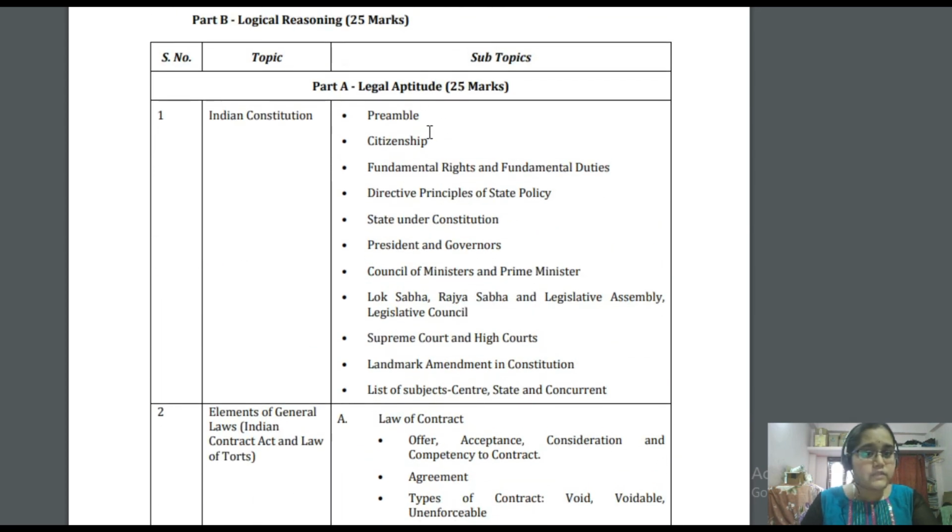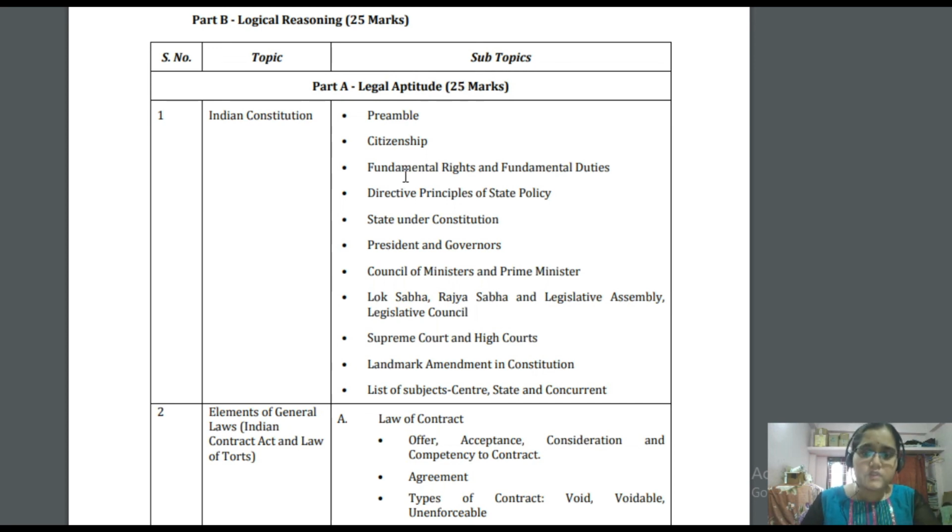It has part A, legal aptitude. It has Indian constitution. Even this Indian constitution, all these things you can find from paper number 1 of the executive syllabus. So just go to the ICSI website, go to the student section where you will find the study material, and then download paper number 1 of CS executive. You will have this there.